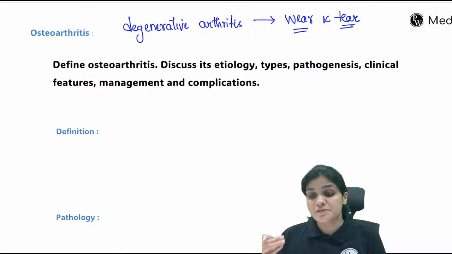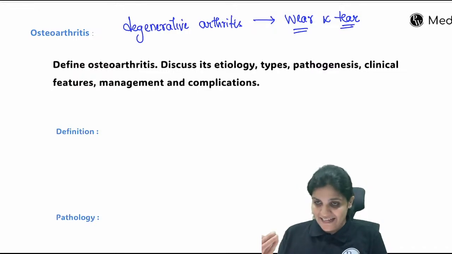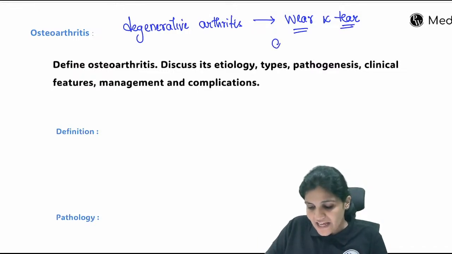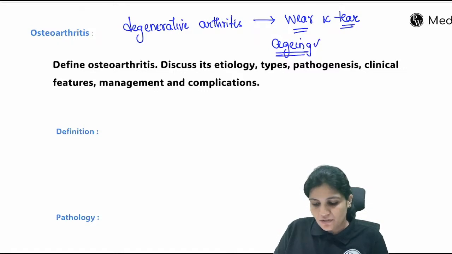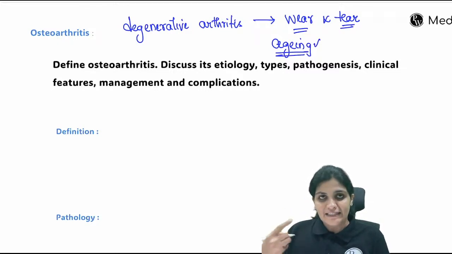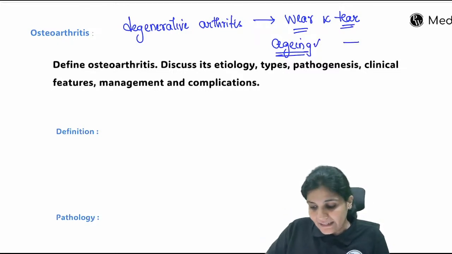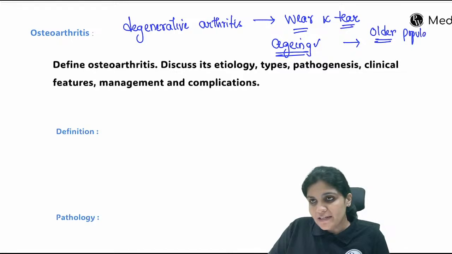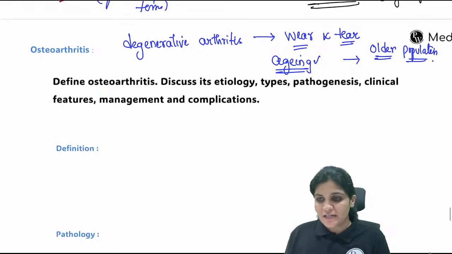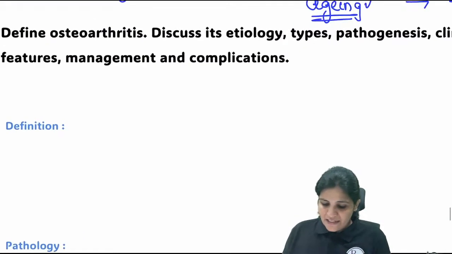Now here, this is because of wear and tear. Yes, very good. Aging process. As we use the structure, it is undergoing an aging process. This is a degenerative arthritis, usually seen in the older population, right? Rheumatoid is seen in the younger population; this is mainly seen in the older population because it is a wear and tear mechanism. Okay, what is the definition of it?